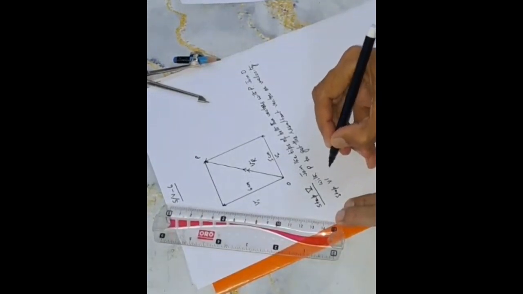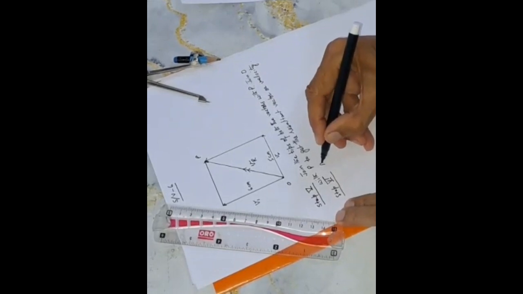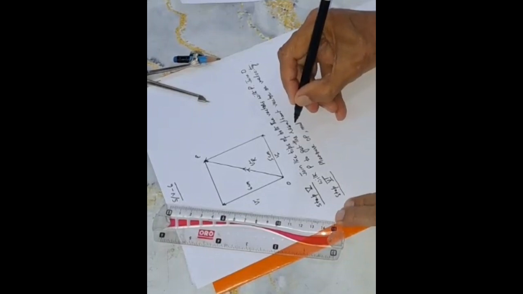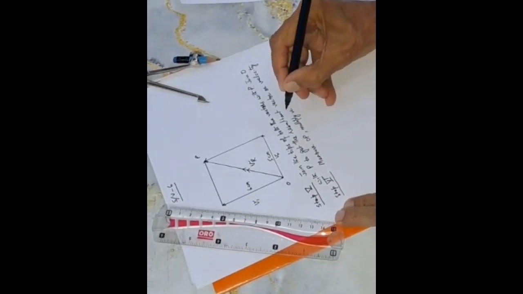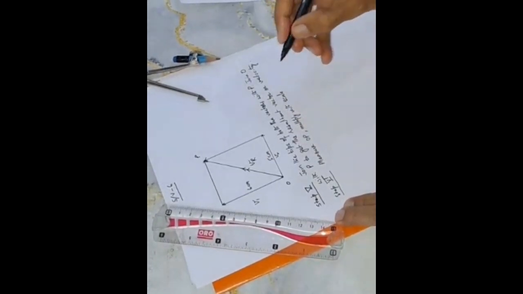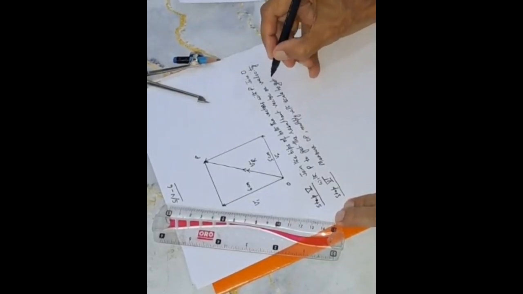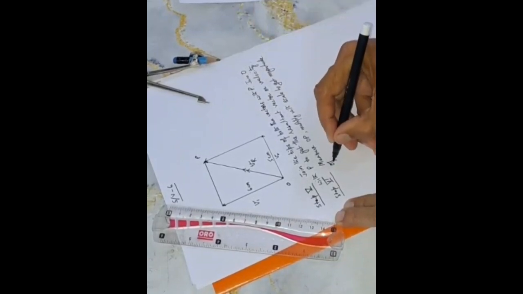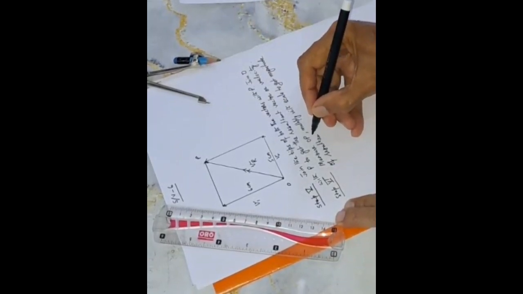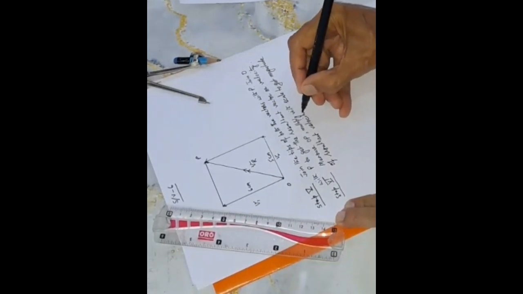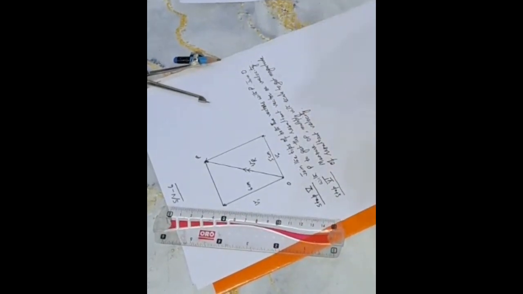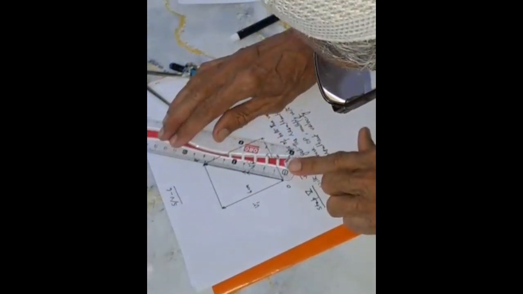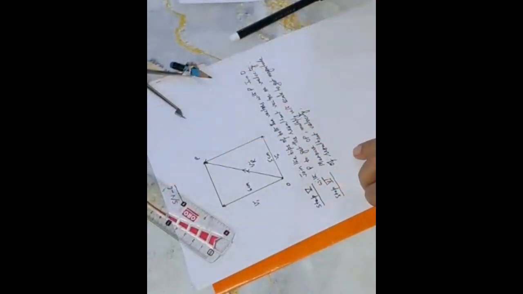Step 6. Measure OP, multiply with scale to get magnitude of resultant velocity. So I am measuring OP, and OP is 7.7 centimeter.